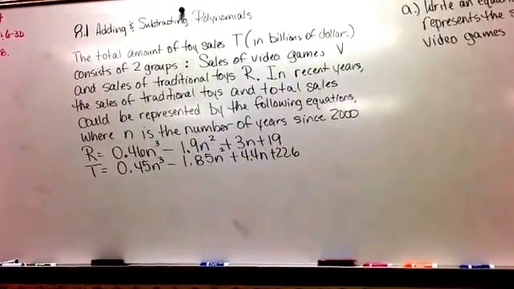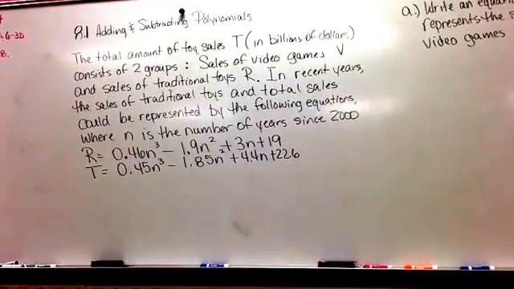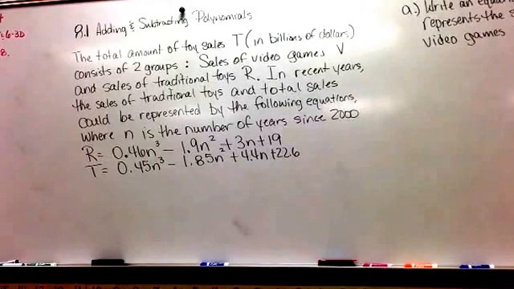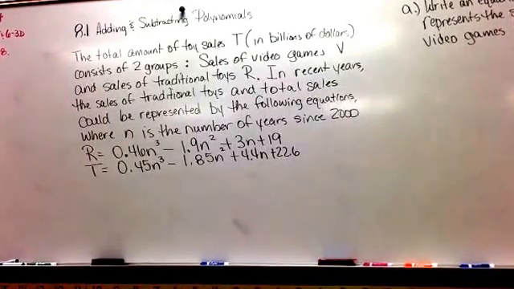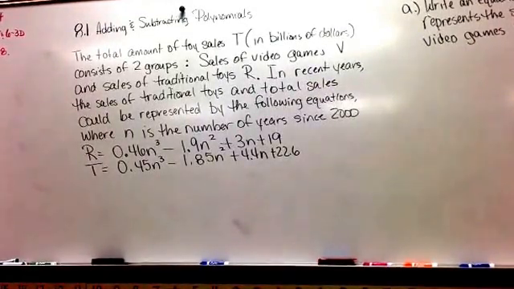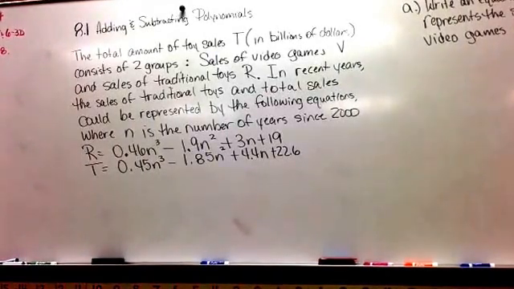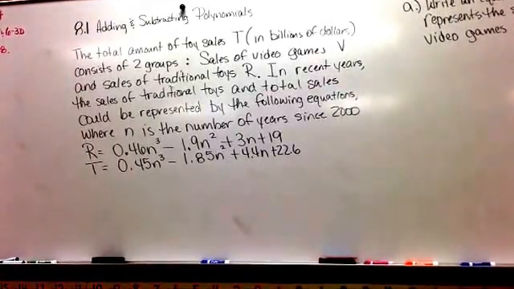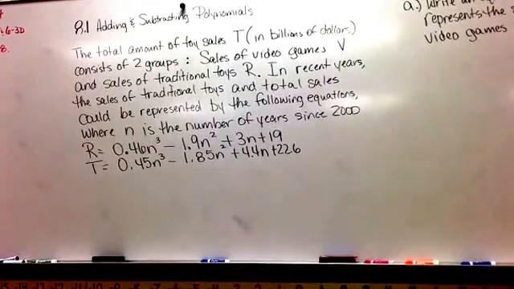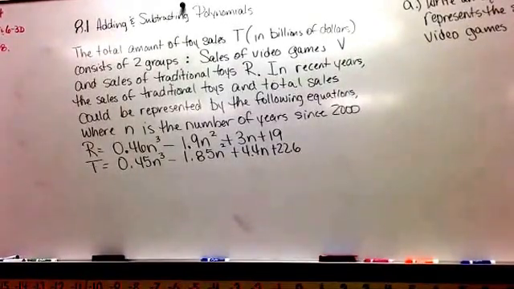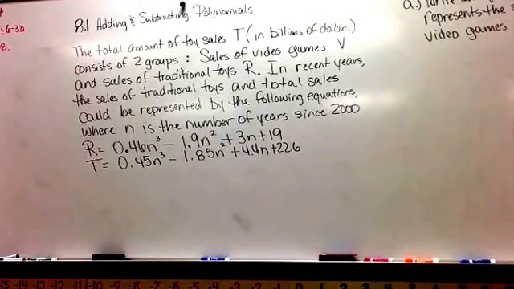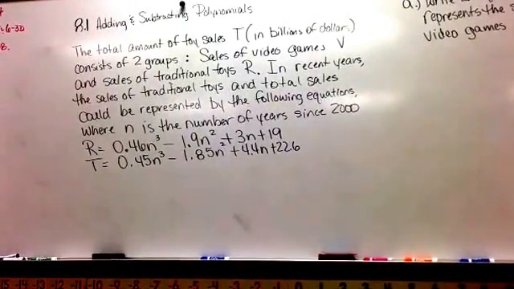R equals 0.46 n to the third power minus 1.9 n to the second power plus 3n plus 19. T, remember T is our total sales, equals 0.45 n to the third minus 1.85 n to the second plus 4.4n plus 22.6.